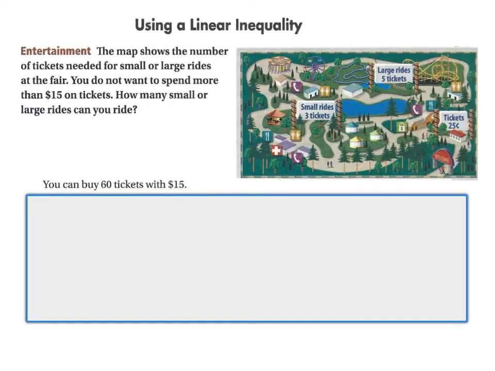We can use two variable equations to solve word problems. Here we have a fair that we want to go to, that we have to buy some tickets. Each ticket is 25 cents and we have 15 bucks, so I know I can buy 60 tickets. The first thing you should always do with a word problem is to define your variables. And we have small ride tickets and large ride tickets.